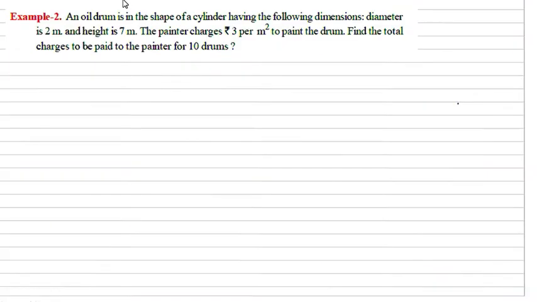I am Van sir. Now I am going to explain the second example question. An oil drum is in the shape of a cylinder having the following dimensions. Diameter is 2 meters and height is 7 meters. The painter charges 3 rupees per meter square to paint the drum.